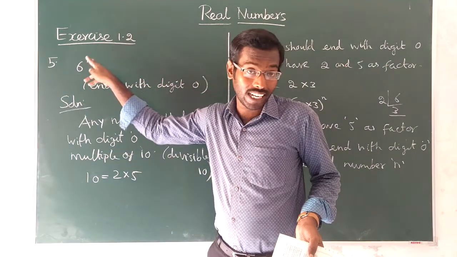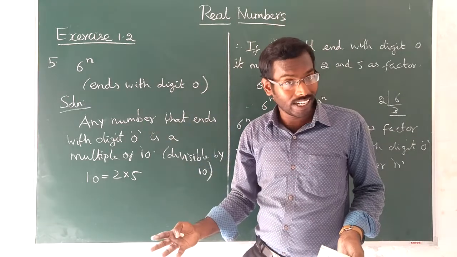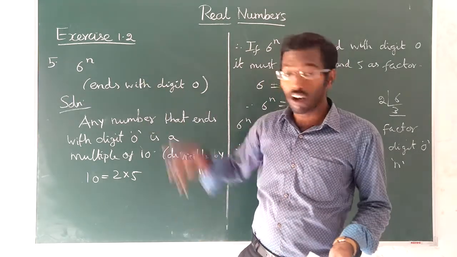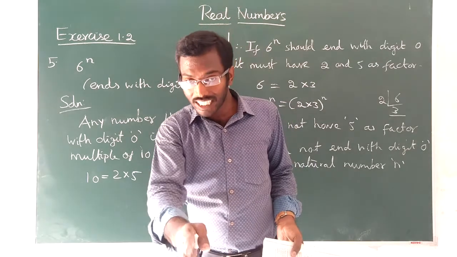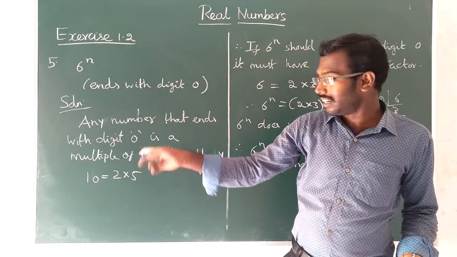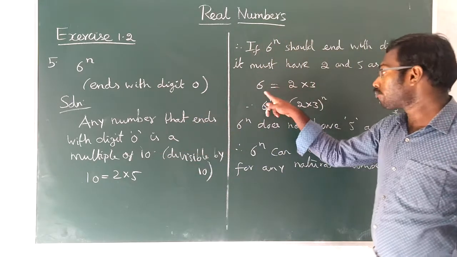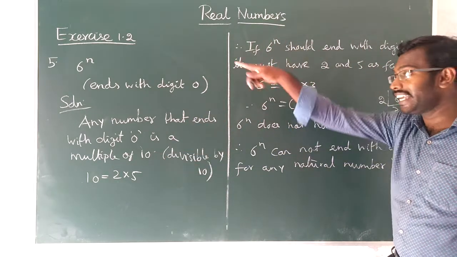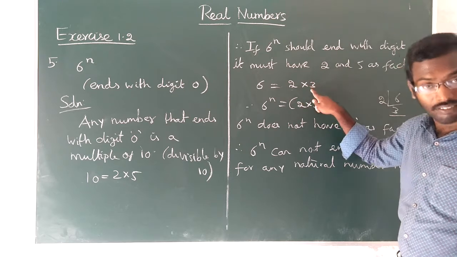Instead of 6 power n, they may give 9 power n, or 4 power n. Whatever it may be, if it should end with digit 0, it should be divisible by 10, which means it should have 2 and 5 as factors. So you split the given composite number as a product of primes, and you check whether 2 and 5 are there.